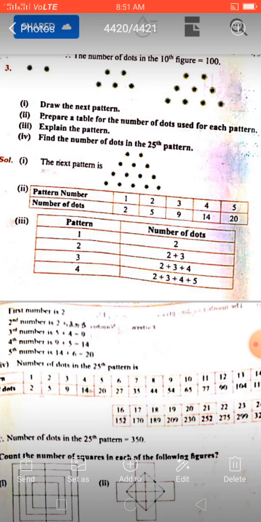Okay. And then explain the pattern. So explain the pattern, look at the third table. Pattern 1 is how many dots? 2 dots. Pattern 2 is, first row is 2 dots plus second row is 3 dots. And the third pattern is first row 2 dots, second row 3 dots, third row 4 dots. Same here, 2 plus 3 plus 4 plus 5. After the fifth figure, what do we have to do? 2 plus 3 plus 4 plus 5 plus 6. That is a very simple one.